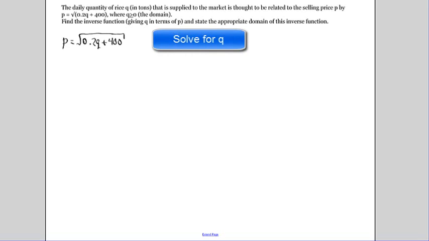We see that 0.2 Q plus 400 is hiding under a square root. So in order to get the Q, we need to eliminate the square root. We do this by squaring both sides of the equation.